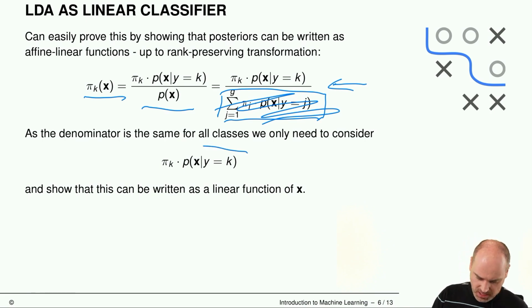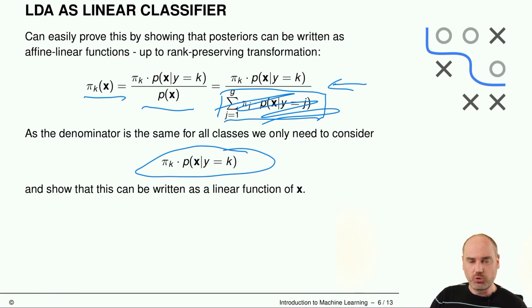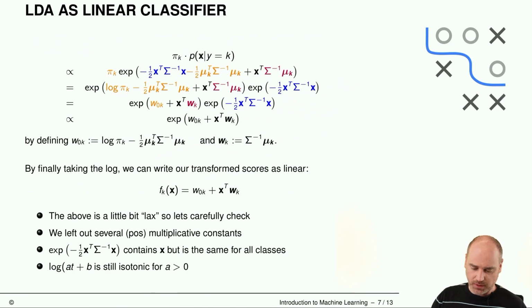So what we are now supposed to do is to show that this thing here is a linear function in X, potentially after some monotone transformation. And this is exactly what we're going to do now. So let's start with this guy: pi k times the conditional, given that we are in class K. I'll not read out all of these terms because this is potentially annoying for you and also for me, but I'll explain how this works step by step so you can easily follow along or even do this yourself.